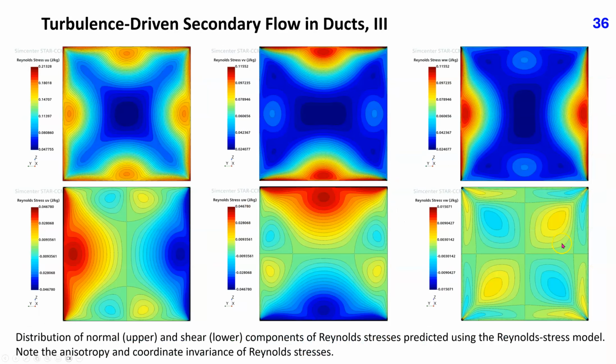This slide shows the distribution of normal components in the upper plots and shear components in the lower plots of Reynolds stresses predicted using the Reynolds stress model. Note the anisotropy and coordinate invariance of Reynolds stresses. U squared is twice as large as V squared or W squared, and the shear stresses UV and UW are the same, only rotated by 90 degrees. If the coordinate system is rotated by 90 degrees, the solution would look the same, only V and W will be interchanged.